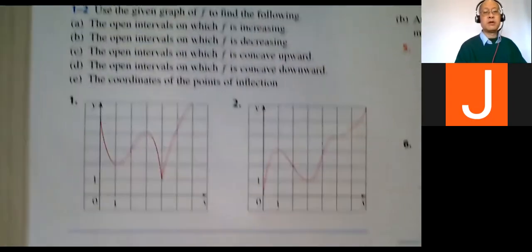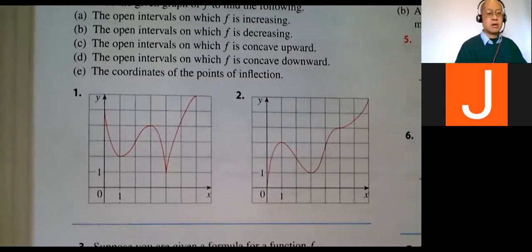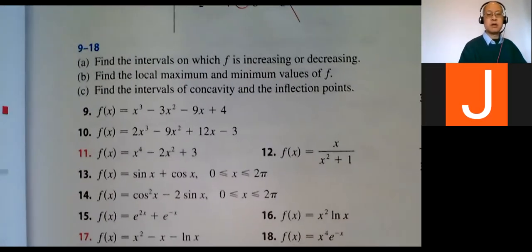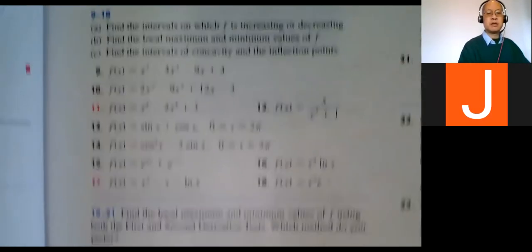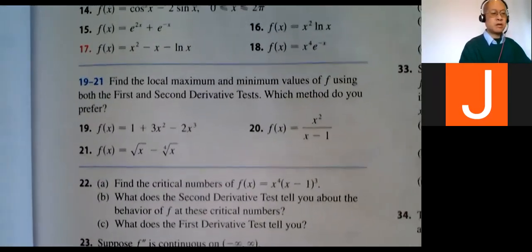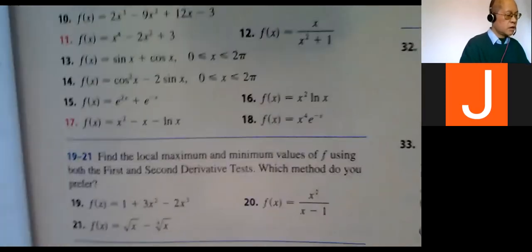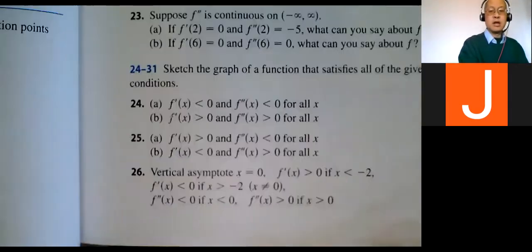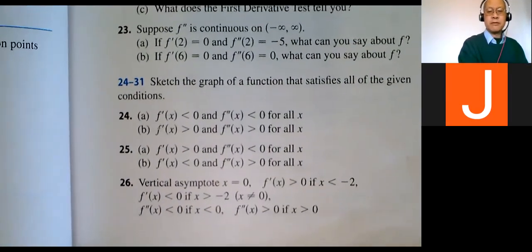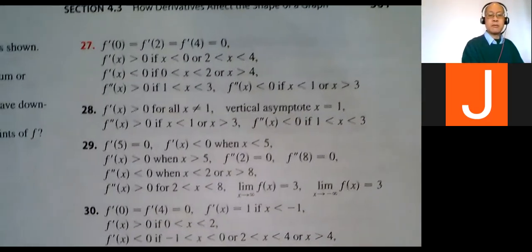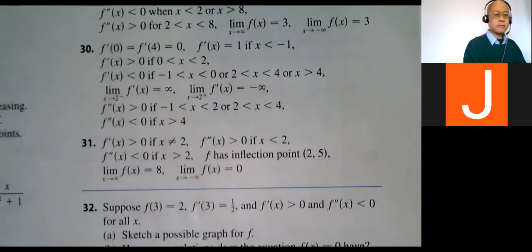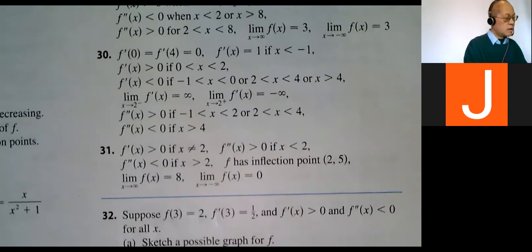Okay, there's 1 and 2, and then 9 to 21 is way over here. Whoops, it went up on its own. 9, 17, 19, 21, 25 to 31. Make up your own graph that has the following properties. Then what else? 37 to 53.